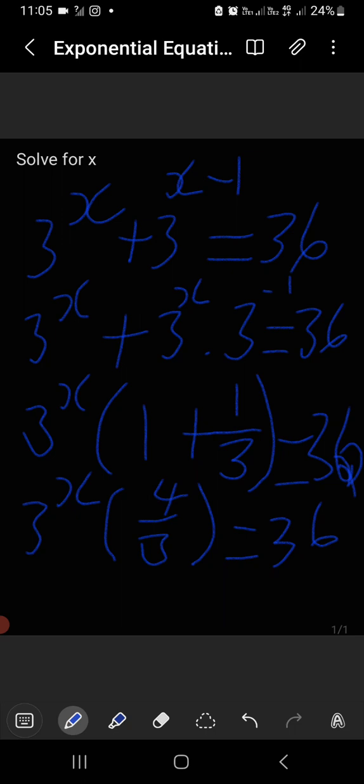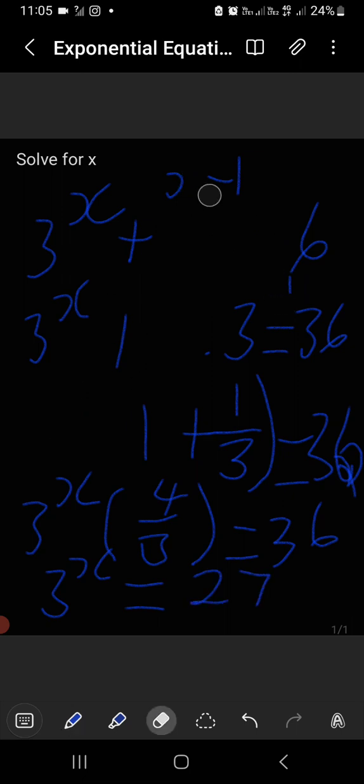So that's how it should be. From here, we need to divide everything by 4 over 3. When we divide by 4 over 3 at the left hand side, it will get rid of the 4 over 3. What are we left with? We are left with 3 to the power of x. Then 36 divided by 4 over 3 will give us 27, right?